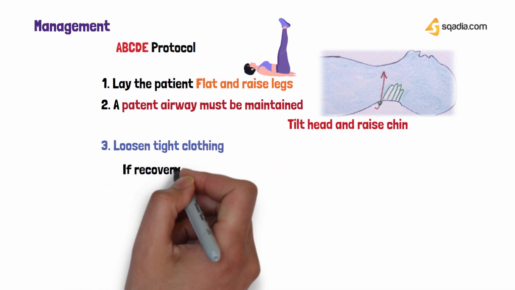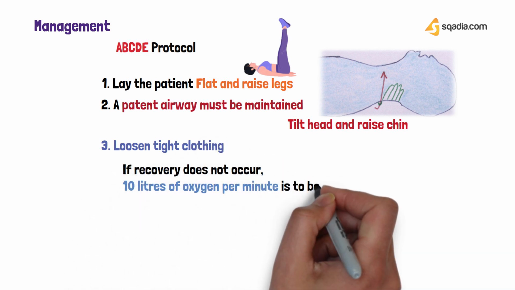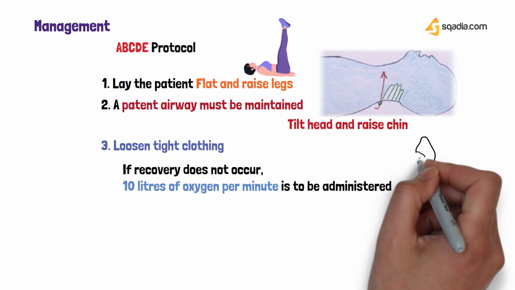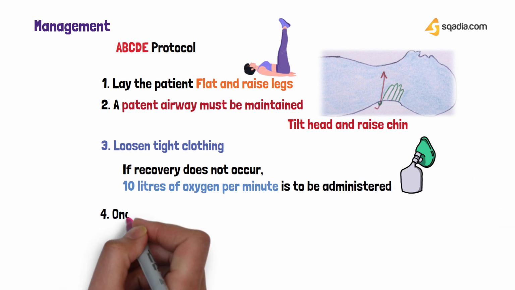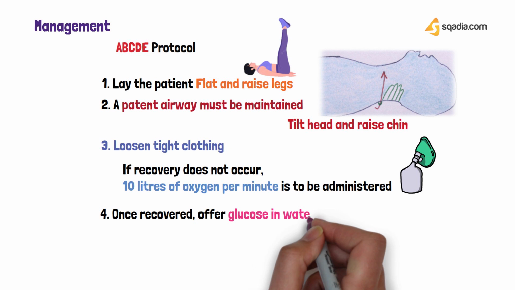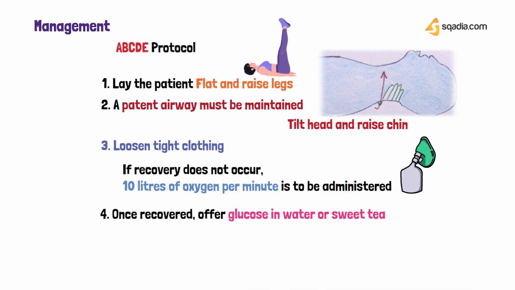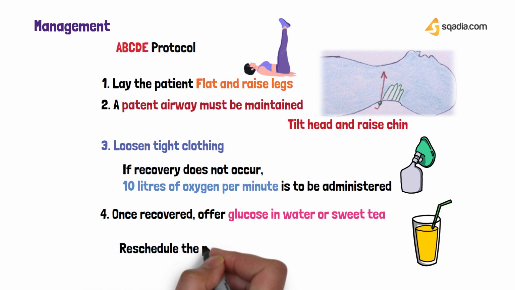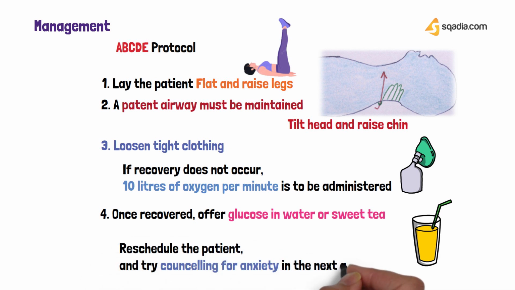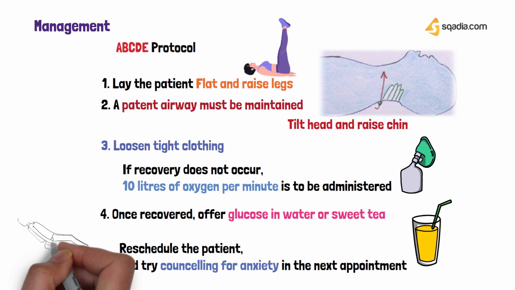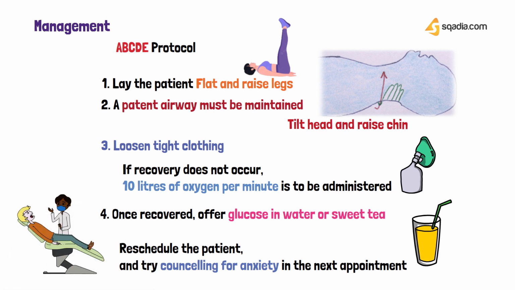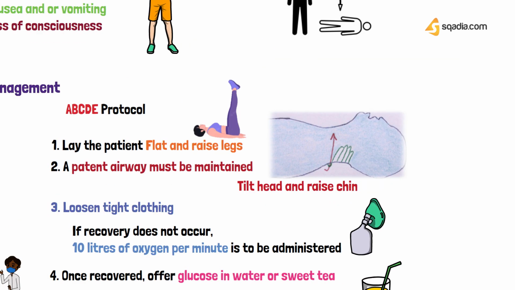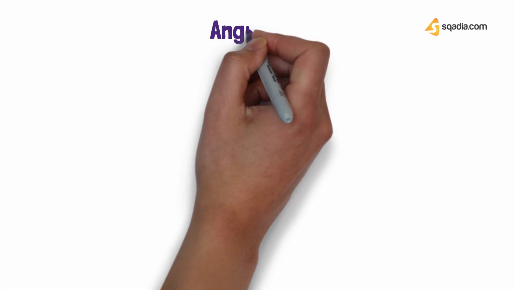But if recovery does not occur within a few minutes, we're going to administer 10 liters of oxygen per minute. Usually the patient recovers, and when the patient regains consciousness, we're going to offer glucose in a glass of water or some sweet tea. And after that, we're going to reschedule the patient, and we're going to make sure that we counsel the patient for anxiety in the next upcoming appointments.